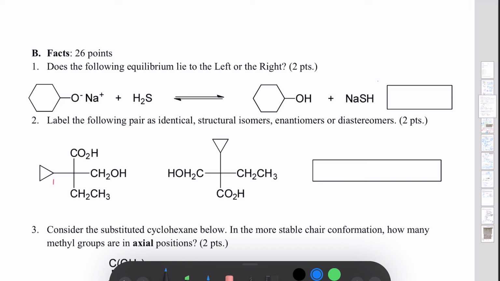For part B, question 1, we are given a reaction at equilibrium, and we're asked whether this equilibrium lies to the left or to the right. And for this type of problem, what we're trying to do is find the direction of the reaction that favors the formation of a weaker acid and a weaker base.